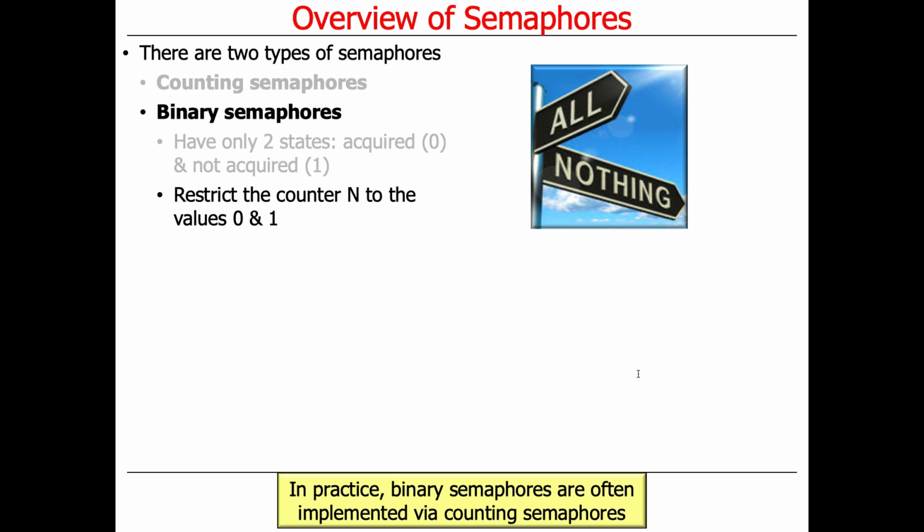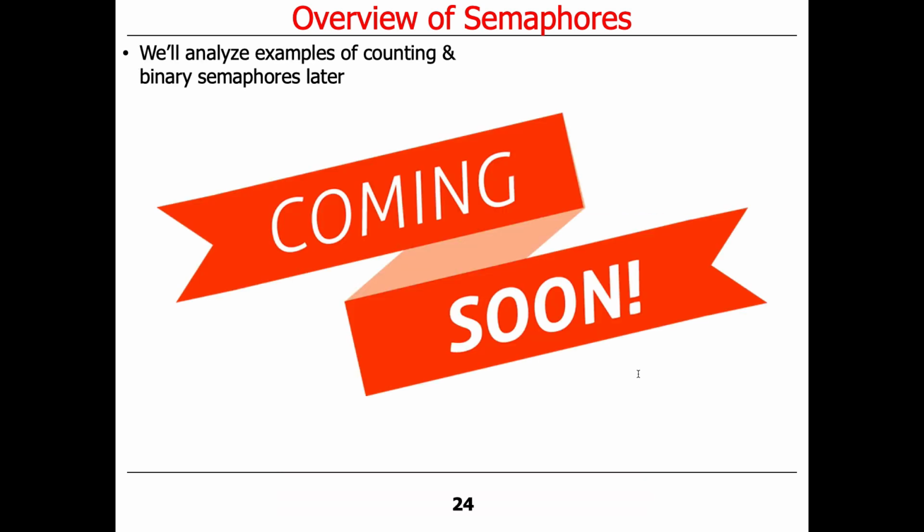In fact, in Java, there's only a semaphore, which is basically a counting semaphore. And if you want it to behave like a binary semaphore, you just have to restrict your usage to 0 and 1 and give it an initial count of whatever you need.